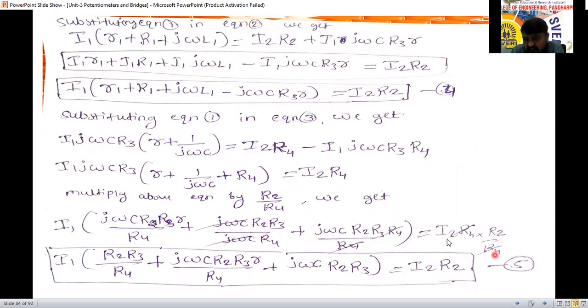What is the term left here? I2 R2. Here also I2 R2 is there. So concentrate on the LHS now. See here I j omega c R2 R3 R divided by R4. Nothing will cancel here, we keep this as it is. Here also j omega c is there, and here also j omega c is there. Both will get cancelled. So R2 R3 divided by R4 is the term left here now. Plus there is R4 and R4 here, both will get cancelled.